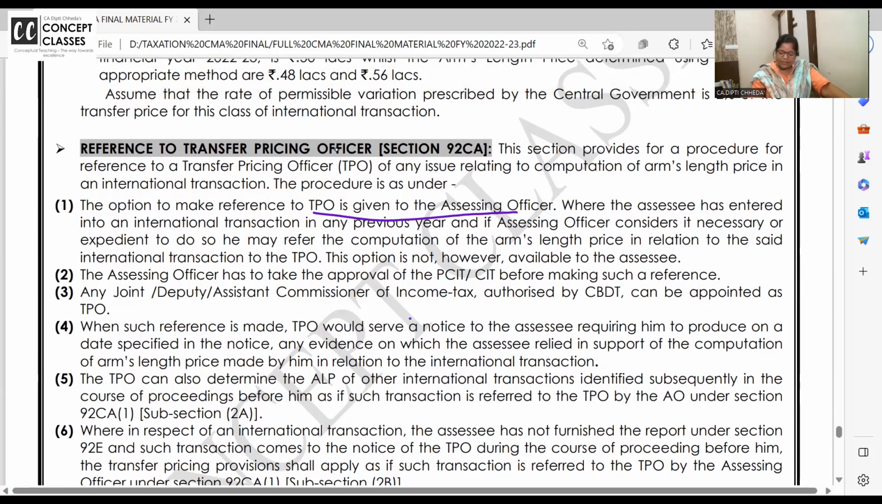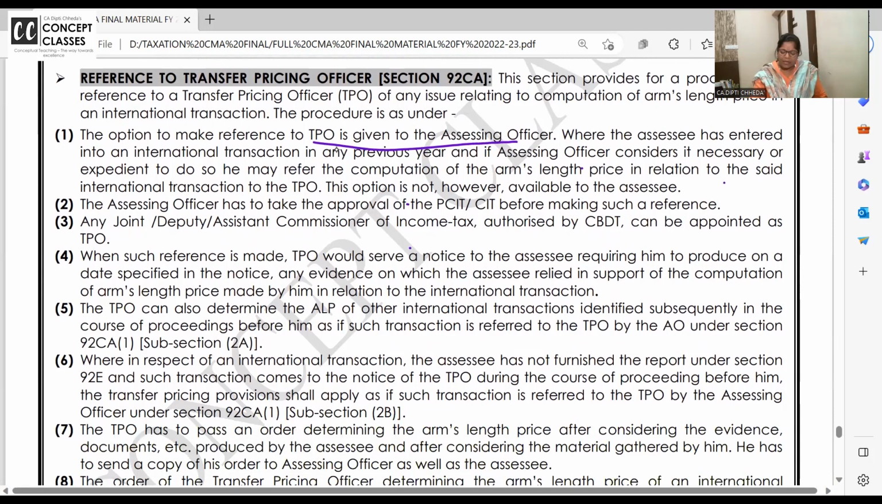Where the SSE has entered, and if the assessing officer considers it necessary, he may refer it to the AO. This option is however not available to SSE. SSE can refer, saying "tell me which arm's length price I should follow," but he will connect to AO. AO will connect to the TPO.